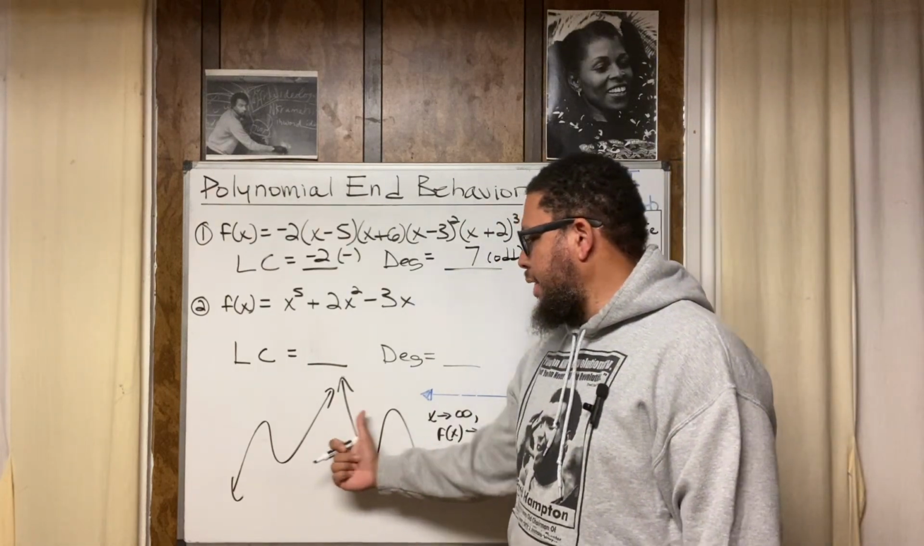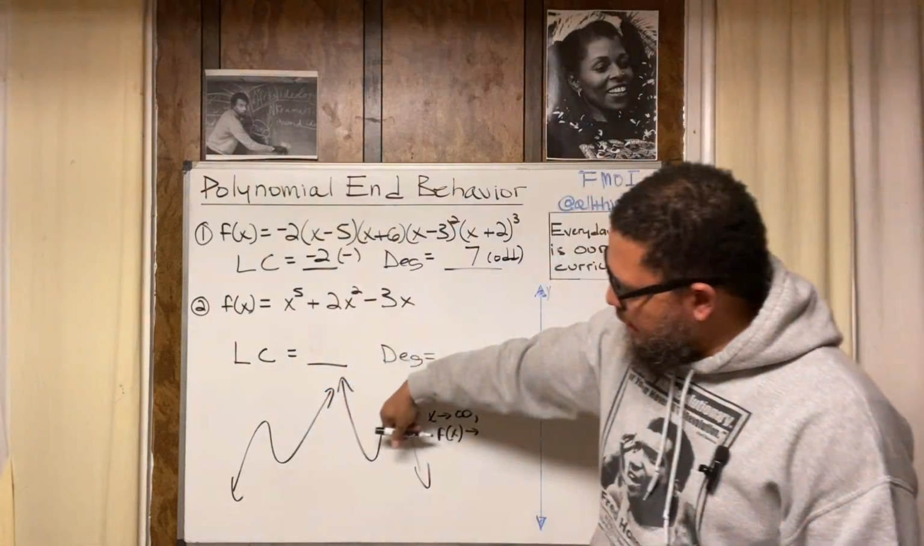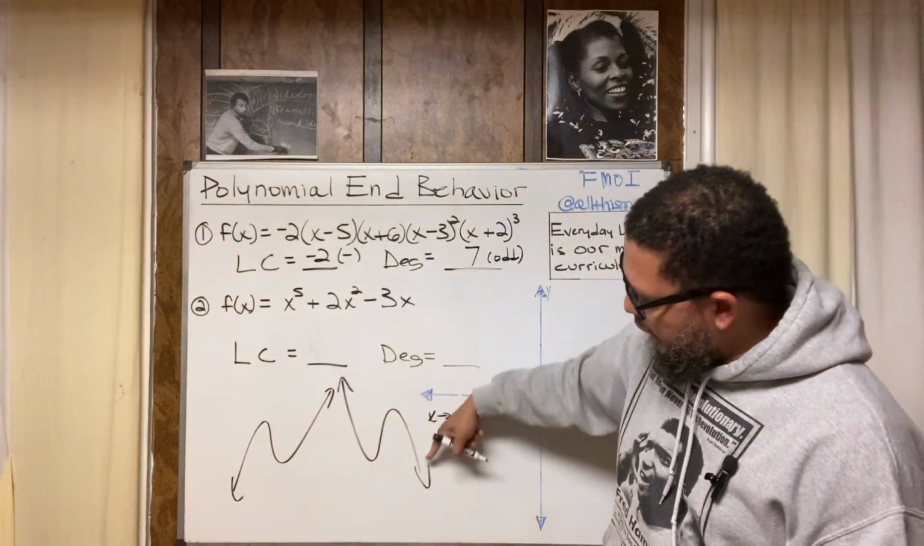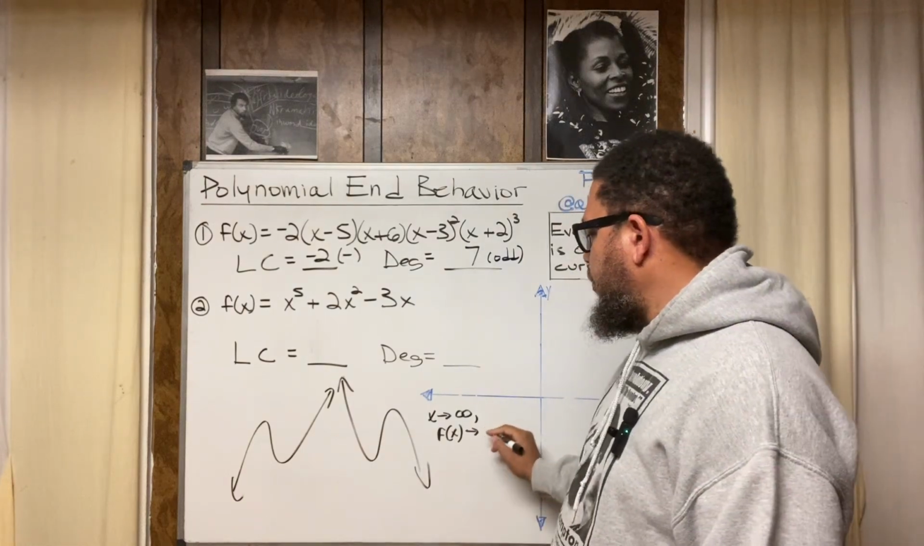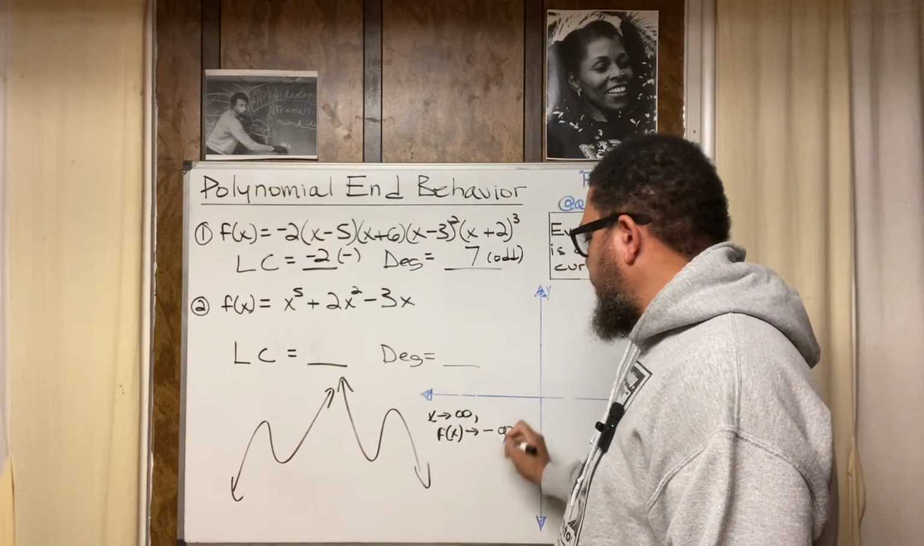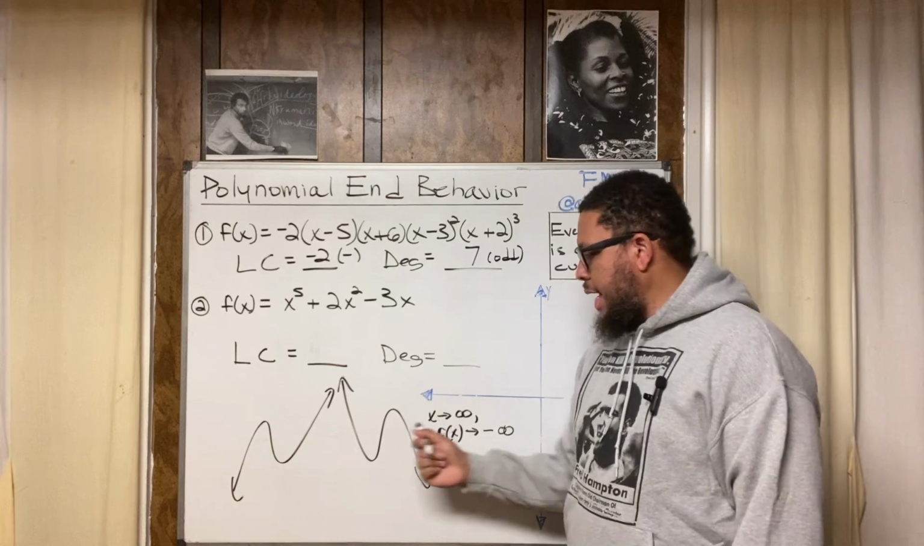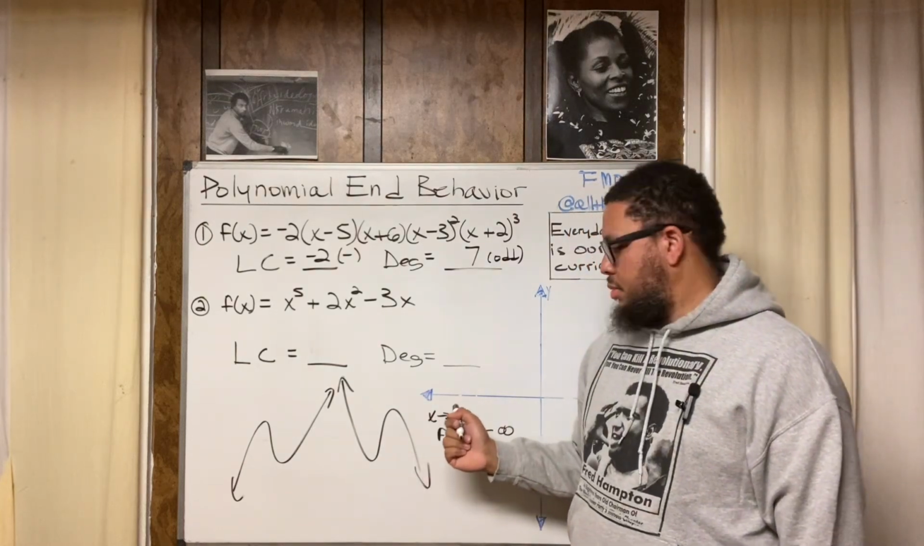So as x becomes positive, as x gets more and more positive, what's happening to the y values? They're going down. They're going to keep going down forever and ever, right? So that means f of x is going to approach negative infinity. Make sure you understand that, as x gets bigger and bigger.